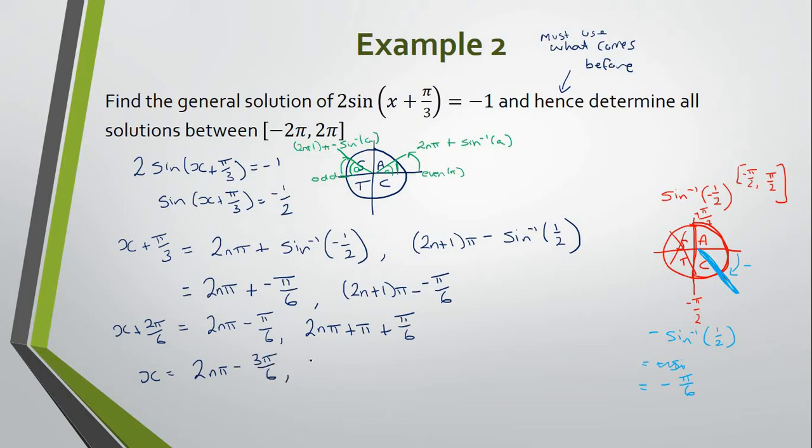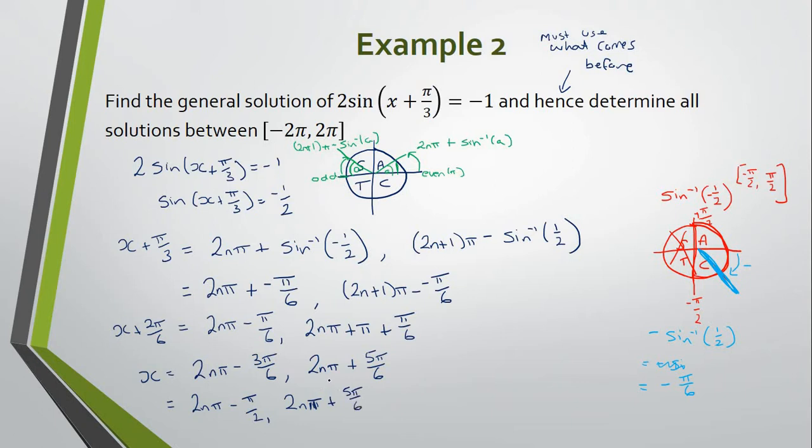Here what I will have is 2n pi plus pi over 6. Okay, pi plus pi over 6. So that is 7 pi over 6 minus 2 pi over 6. That's going to give us plus 5 pi over 6. Okay, so this is where we're getting our solutions from. And again, we can simplify this to give us negative pi over 2 or 2n pi plus 5 pi over 6.